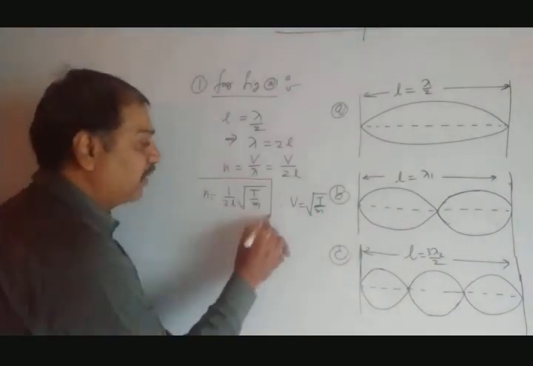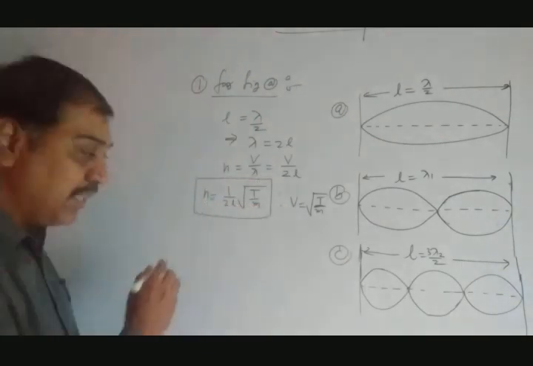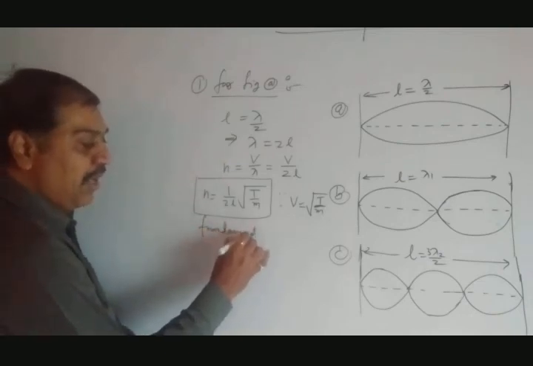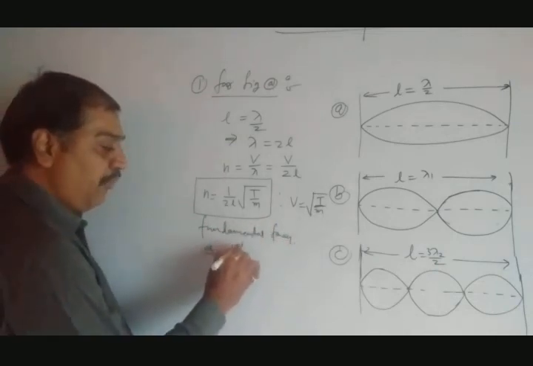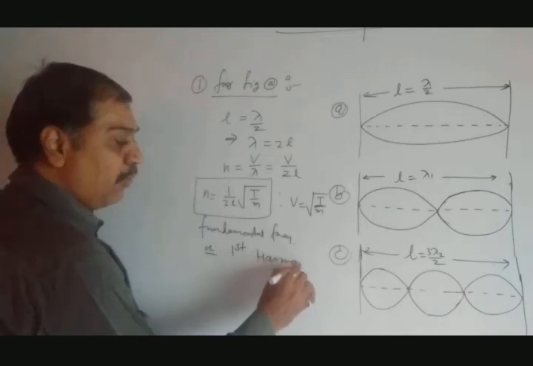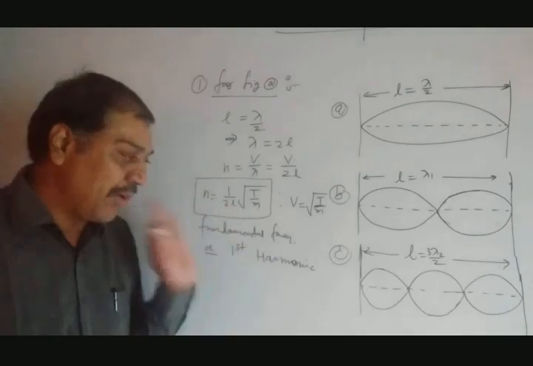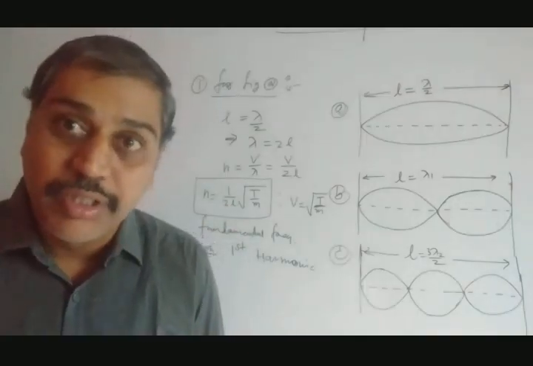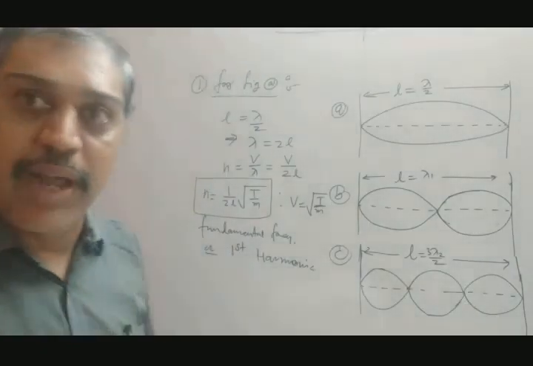Now from this equation, what can we write? This is a frequency n. It is a fundamental frequency. It is said to be fundamental frequency, basic frequency, or it is said to be first harmonic. As we have learned in the pipe, open at both ends and open at one end and closed at the other, same thing. Fundamental frequency is said to be what? First harmonic. That we have learned. Okay. Same way we have to go ahead further.